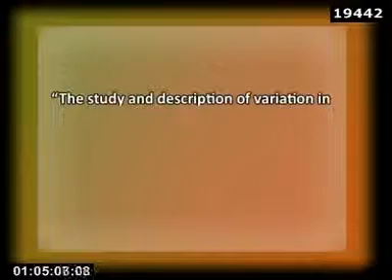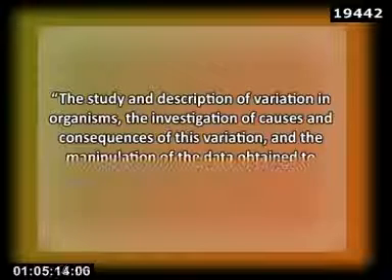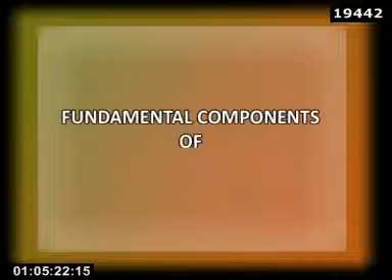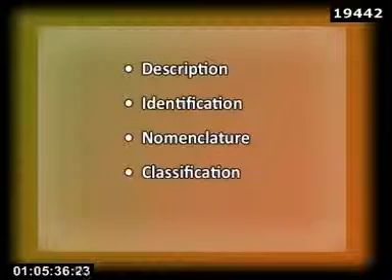Thus, a broader definition of taxonomy to coincide with systematics recognizes it as the study and description of variation in organisms, the investigation of causes and consequences of this variation, and the manipulation of the data obtained to produce a system of classification. Now, the students will discuss the fundamental components of taxonomy in detail. The fundamental components of taxonomy which help to develop an ideal system of classification are the procedures of description, identification, nomenclature, classification and phylogeny. These components are discussed as: number one, description.